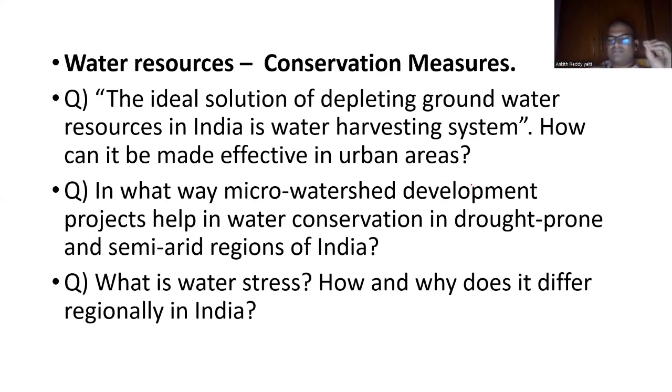So, the ideal solution for depleting groundwater. You know that we are experiencing groundwater depletion almost in all states, especially Punjab, Haryana, this region, where tubewell irrigation is depleting groundwater. Okay, so the ideal solution for depleting groundwater resources in India is water harvesting system, and how it can be made effective in urban areas. So here you have to focus on the rainwater harvesting system. How can they address urban area droughts.